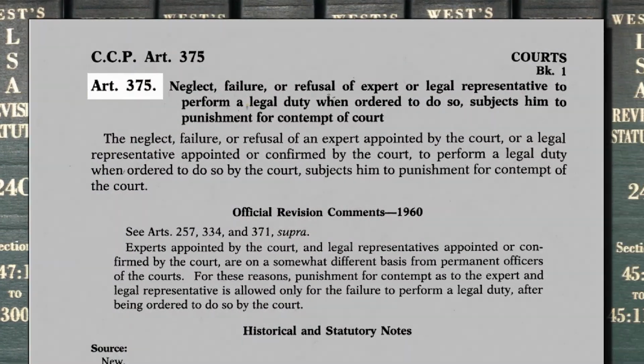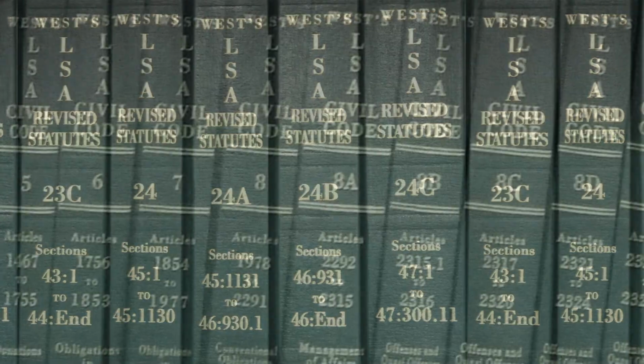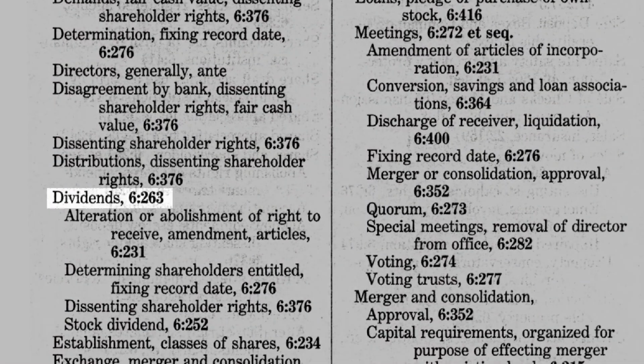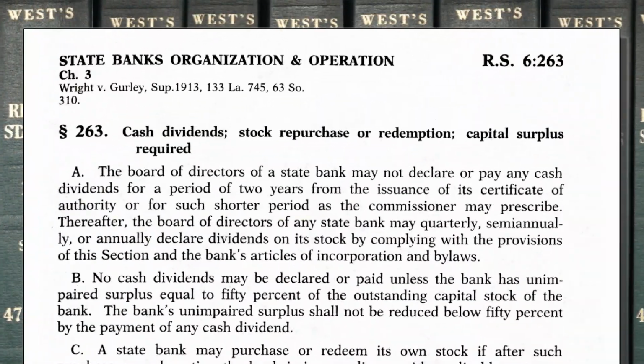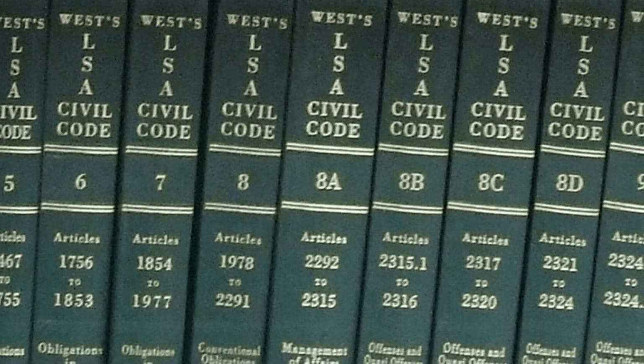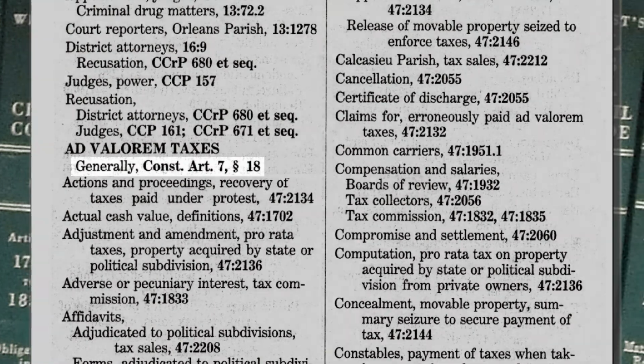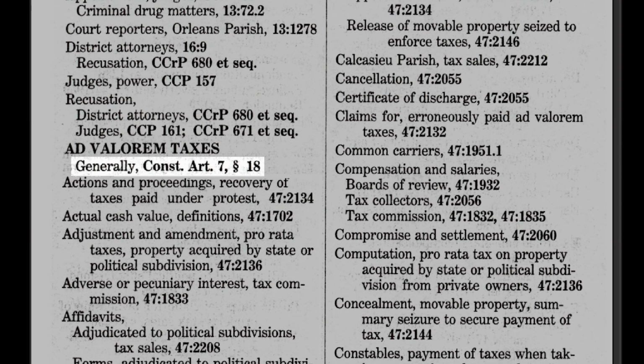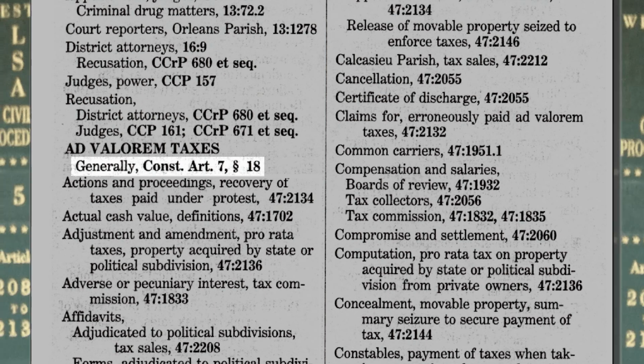If the index gives you a numeric citation without any abbreviation, such as 6:623, then those numbers are referring to the revised statutes, in this case, Title VI, Section 623. You might also see entries in the index for the Louisiana Constitution, which look like this: Constitution, Article 7, Section 18.